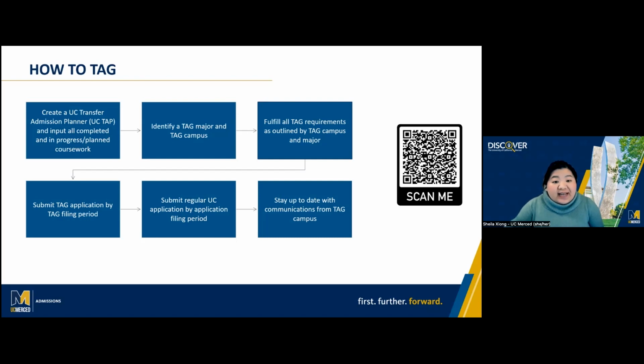Once you've identified the TAG major and campus and are on your way to fulfilling the TAG requirements, you want to make sure that you submit the TAG application by the TAG filing period. Once you've submitted the TAG application, you then need to submit a regular UC application by the application filing period. The TAG filing period is in the month of September, and the application filing period is from October to November. So for those of you who are planning to transfer for fall of 2024, the TAG application may have closed for some campuses already.